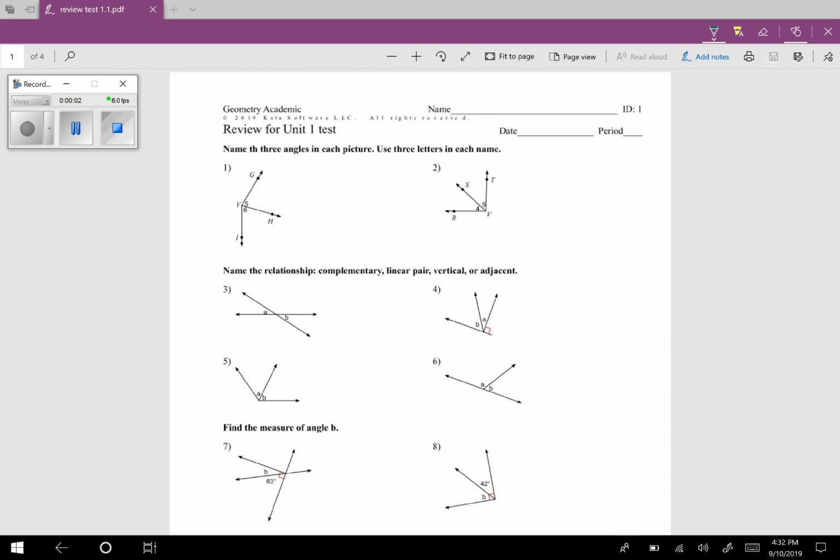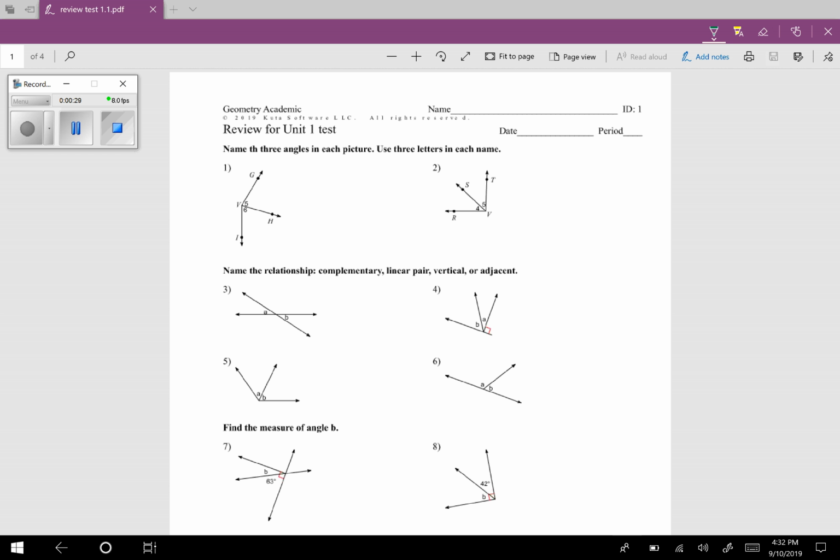Welcome there. I'm going to go through the review for our Unit 1 test. This review covers basically all the kinds of problems that you're going to have on the test. And so what I'm going to do, there's 2 of each kind of problem. So I'm going to go through and I will answer one and then you guys will answer the other on your own.